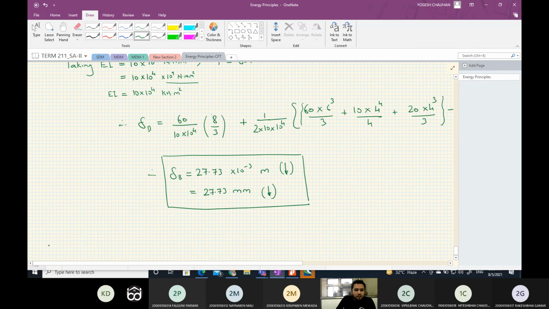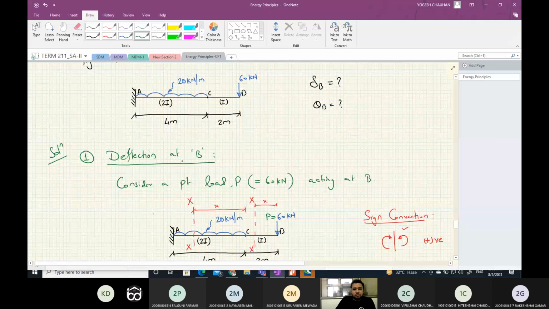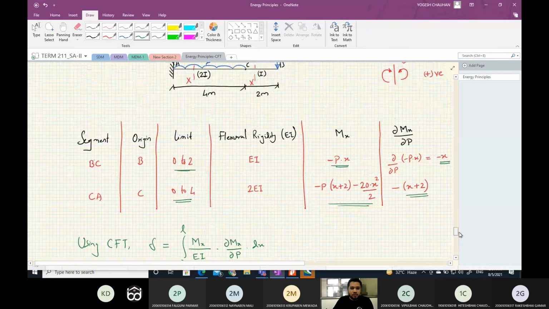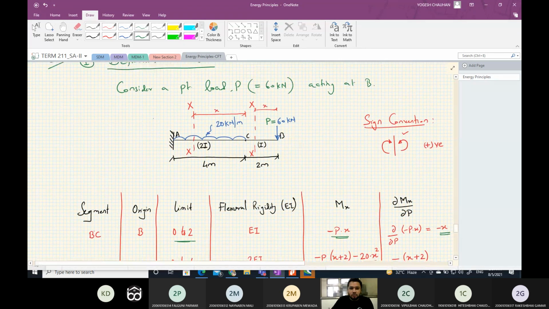And the second case is to find the slope. So we have found the deflection at B. Second is to find the slope at B. That we will discuss in the next class. But same concept here. Instead of differentiating moment with respect to P, you have to differentiate it with respect to moment. And note that at B there is no moment, so you have to apply a fictitious moment there. So that we will discuss in the next class.